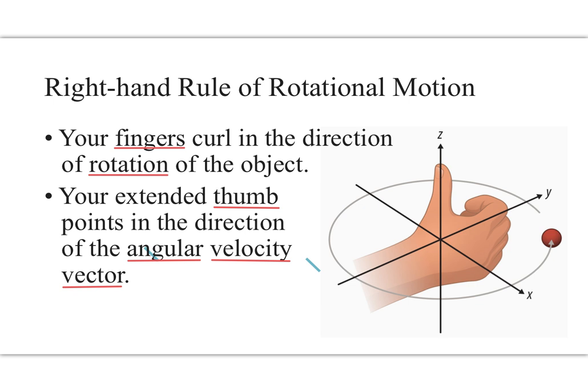It's if your object were in rotational or circular motion, what is it at that specific point in the movement? So angular velocity vector, this is kind of an interesting one. This is called the right-hand rule of rotational motion.